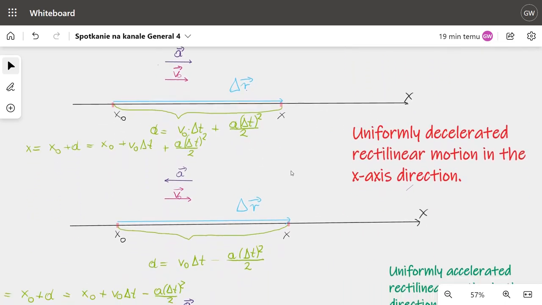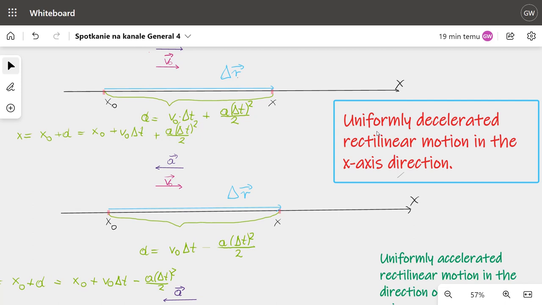Second possibility, it is uniformly decelerated rectilinear motion in the x-axis direction. You can see it here. In this case, acceleration vector is opposite to velocity vector. You can see it here.